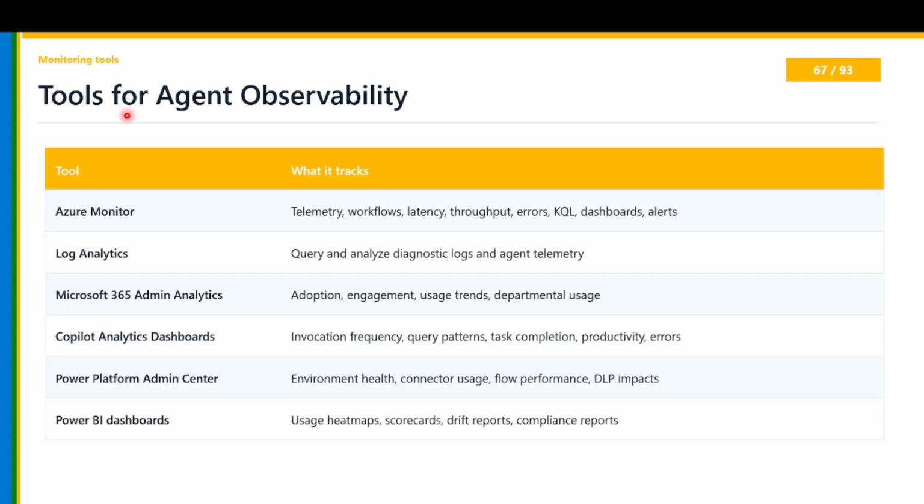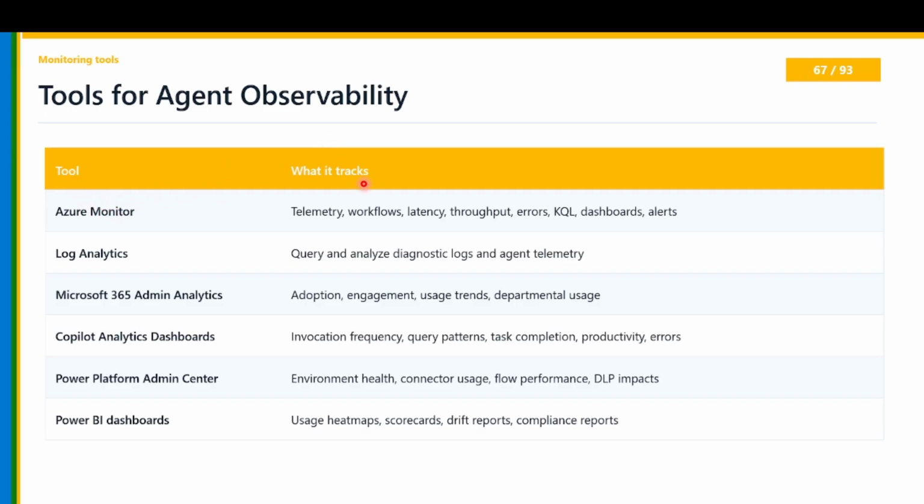All right, so we have monitoring tools. So these are tools for agent observability. We have looked at monitoring applications and the layers and the metrics. Then the tools for agent observability. What are the tools that you can use to collect these metrics? What are the tools that you can use for each layer that we have discussed in the previous slide?